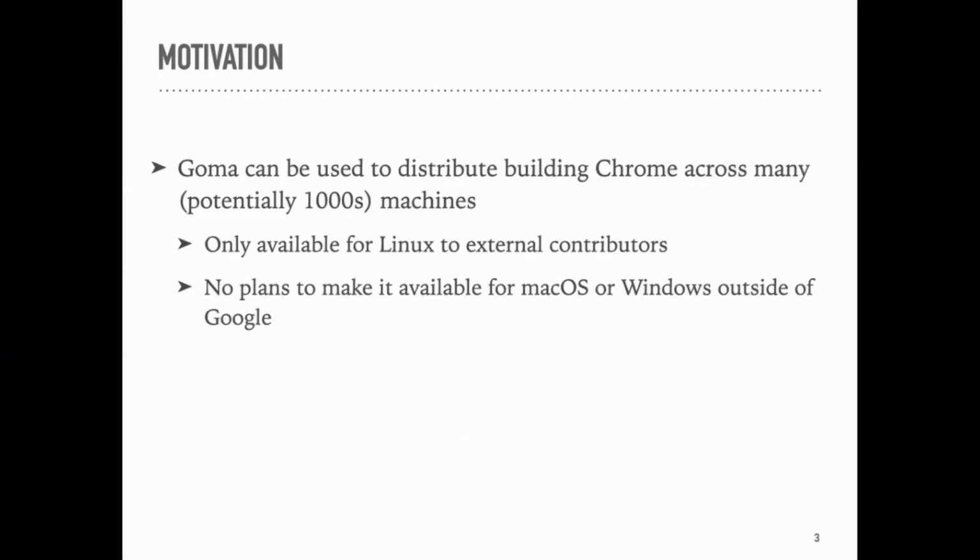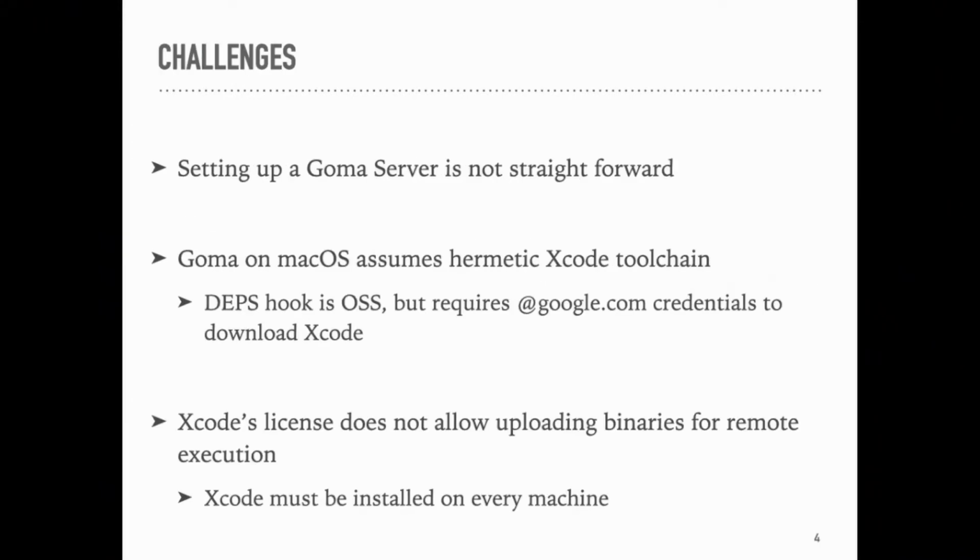The way to achieve remote execution when building Chrome is to use Goma, which is available for Linux, Mac and Windows to Google employees and for Linux to active external contributors. But as of today, there are no plans to make it available publicly for macOS or Windows. Fortunately, Goma Server, which acts as a proxy between the Goma client running on the developer machines and the remote execution backend, has been open sourced as part of making Goma for Linux available to external contributors.